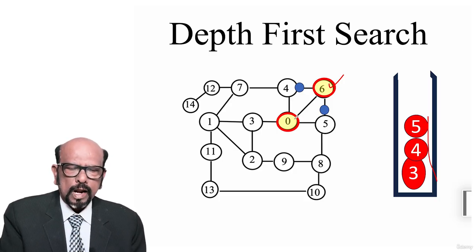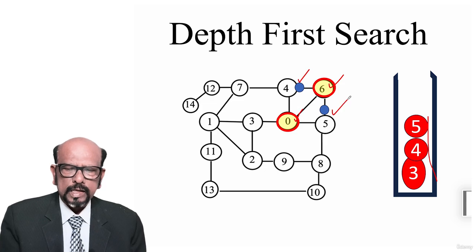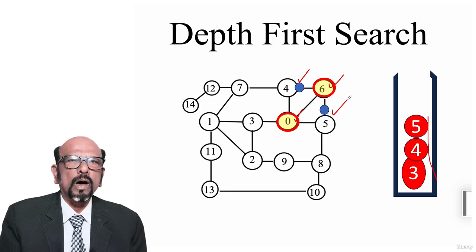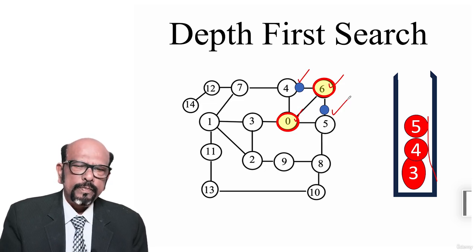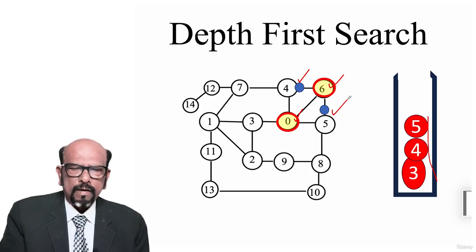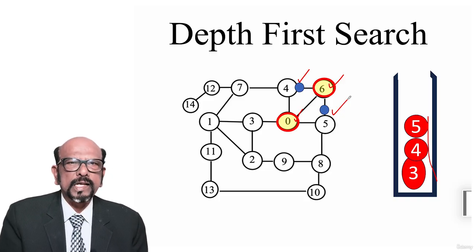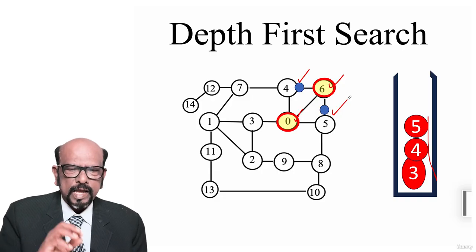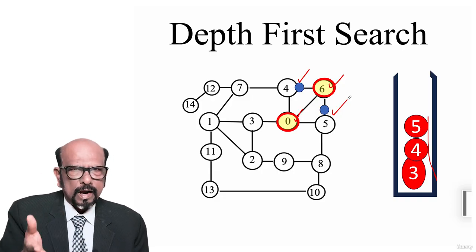So 0 is already verified for 6. 4 and 5 are there. What shall we do? We look at the stack. We will have to pull out. Now 4 and 5 must be kept inside the stack. Keep 4 inside, 5 inside. It is already there.